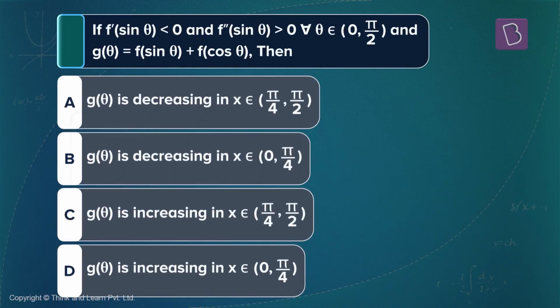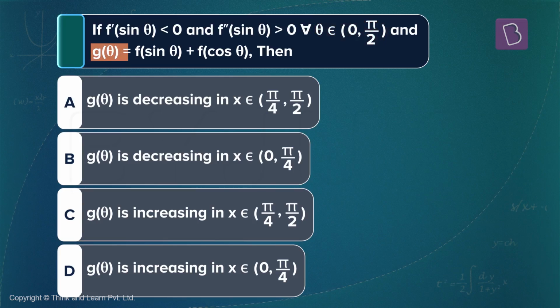Now in this next question, we've been told that f dash of sine theta is negative. Also, f double dash of sine theta is positive. Now this is valid for all values of theta which lie between 0 and 90 degrees or 0 and pi by 2 radians. Now another function g has been defined.